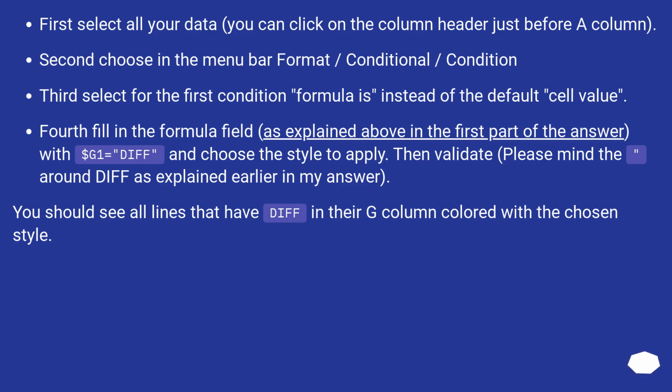and choose the style to apply. Then validate. Please mind the quotes around diff as explained earlier in my answer. You should see all lines that have diff in their G column colored with the chosen style.